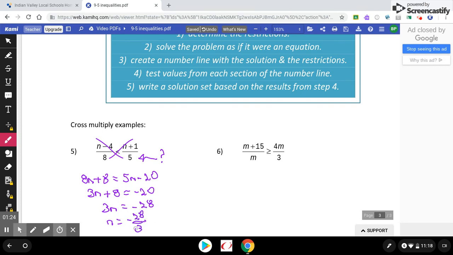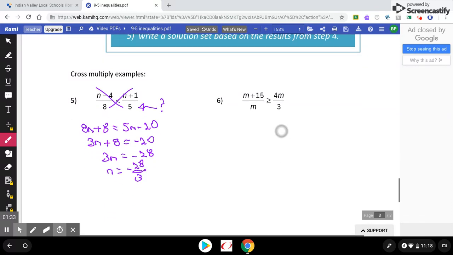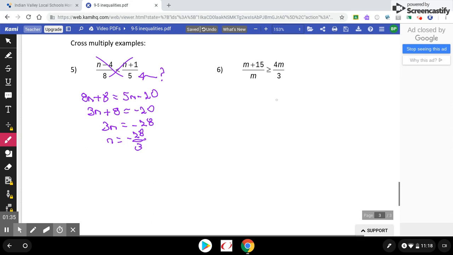All right, now if you go and actually pick up a calculator and do 28 divided by 3, you get a crazy decimal. It goes on forever. So nothing wrong with fractions for answers. Let's leave that guy.